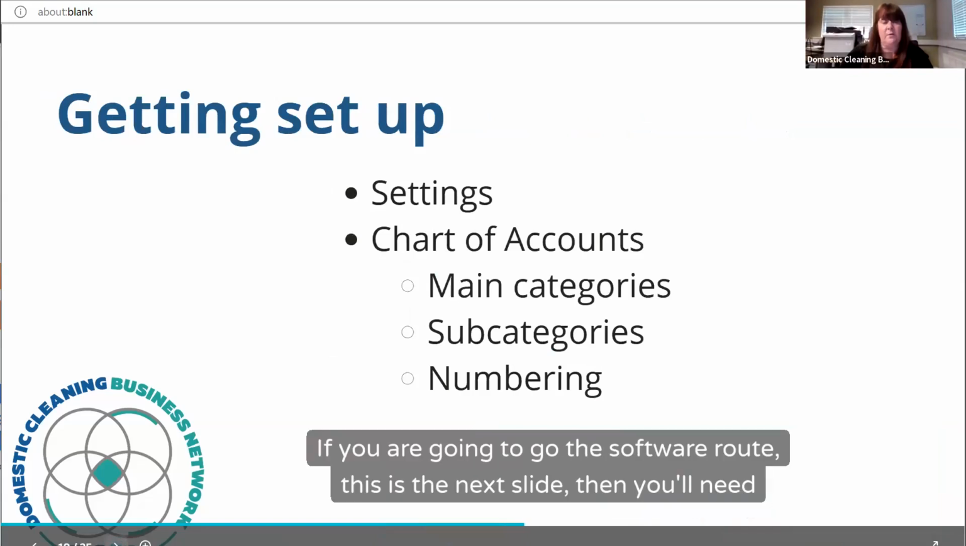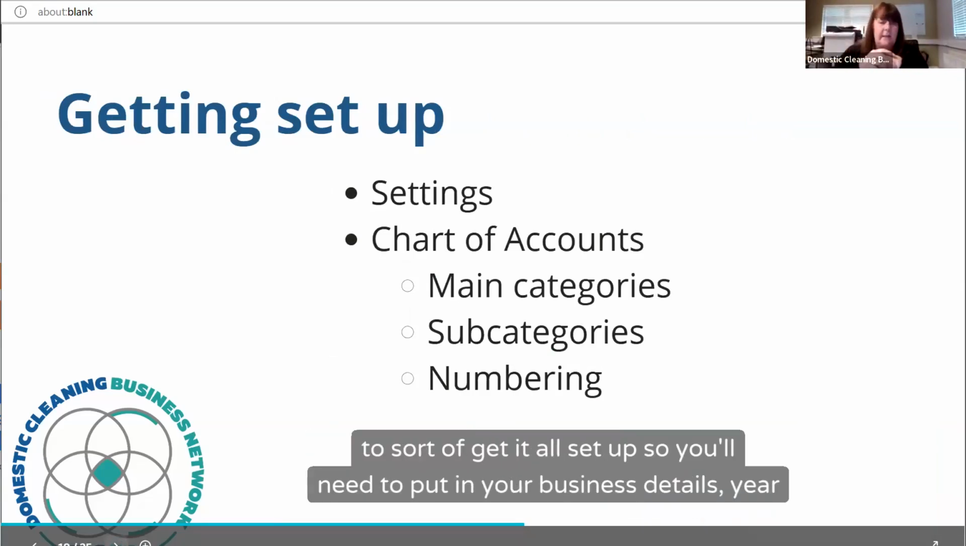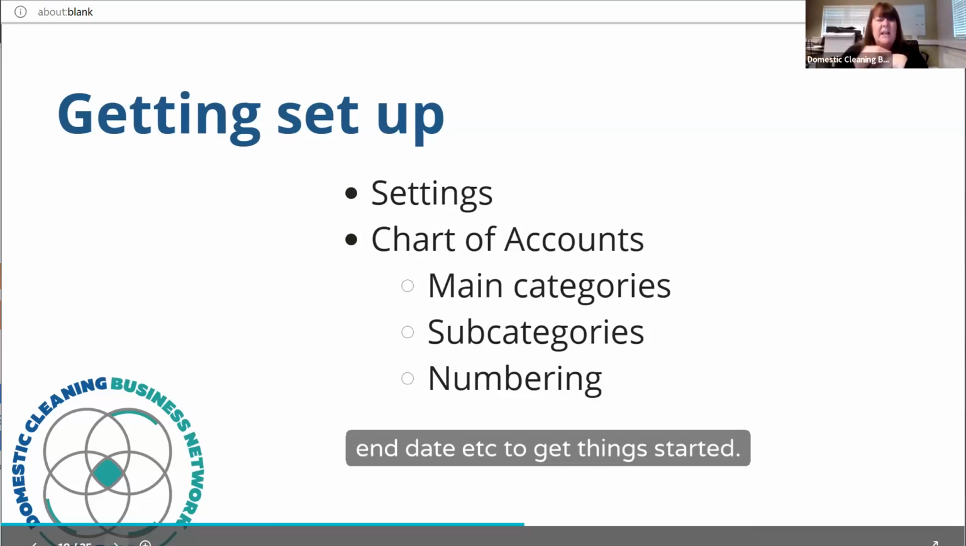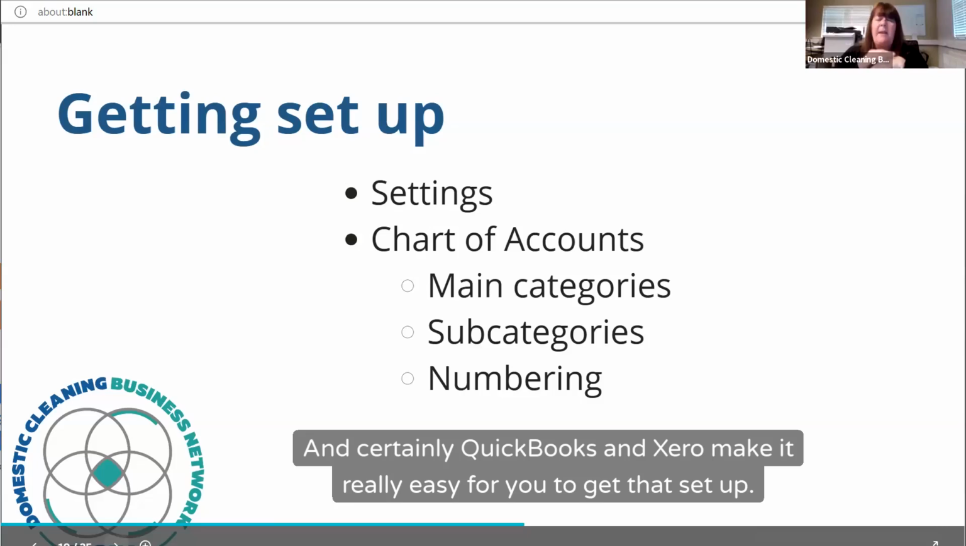If you are going to go the software route, this is the next slide, then you'll need to get it all set up. So you'll need to put in your business details, year-end date, etc., to get things started. And certainly QuickBooks and Xero make it really easy for you to get that set up.